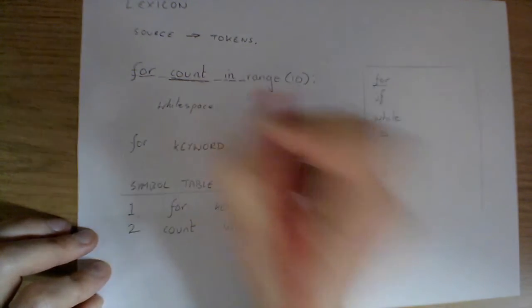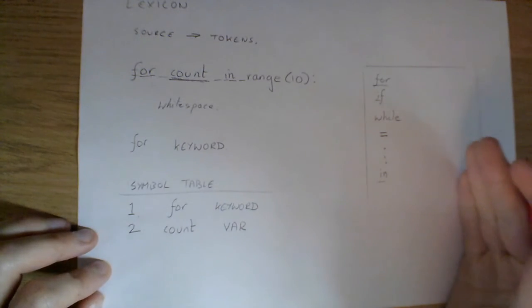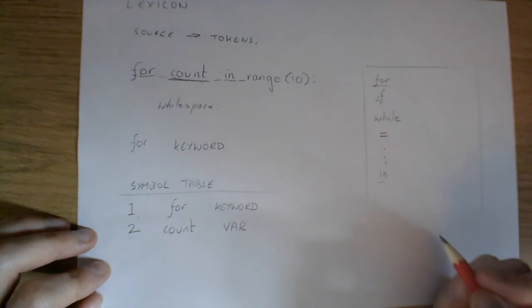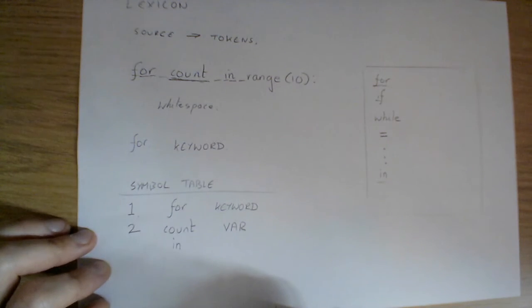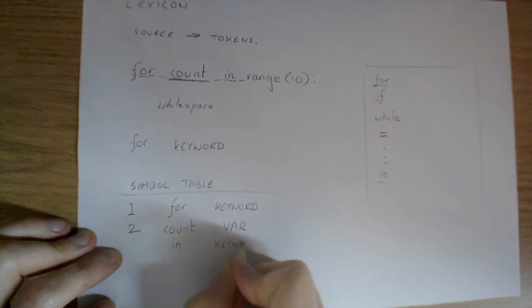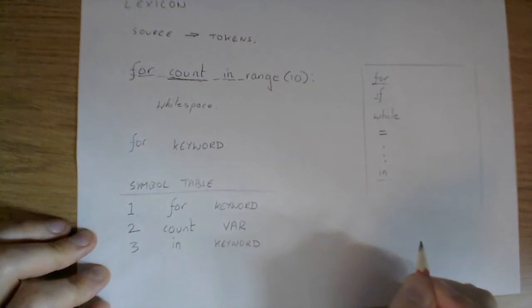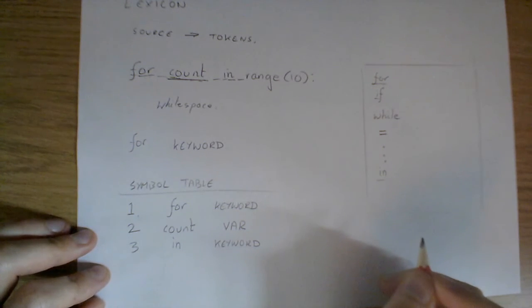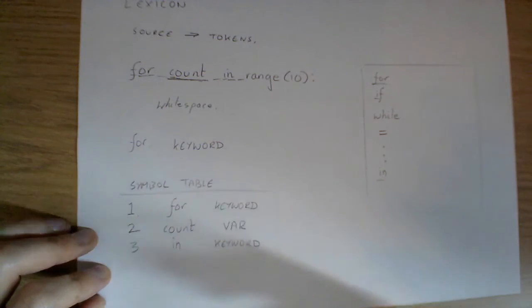It then moves along and it says, oh, there's another space there. That means I'm done with this particular word. So it says to itself, okay, my word is now in. So I'm going to write in my symbol table. And what is it? Well, it's a keyword. So I'm going to write that. And I'm going to give it the value 3 because it is the third keyword or token that I have found in my code so far.